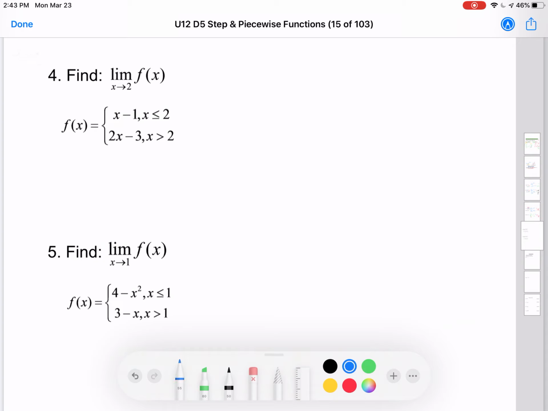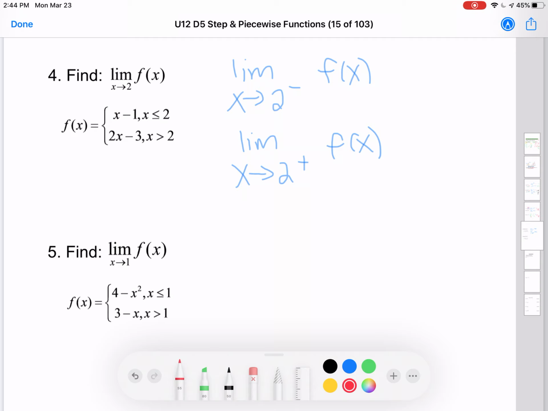Okay, limit, another piecewise function. Let's separate it. The limit as x approaches 2 from the left, and the limit as x approaches 2 from the right. If you want to pause and try this one yourself, you can. You could do 4 and 5 yourselves, and then check back with me and see if you get it right.